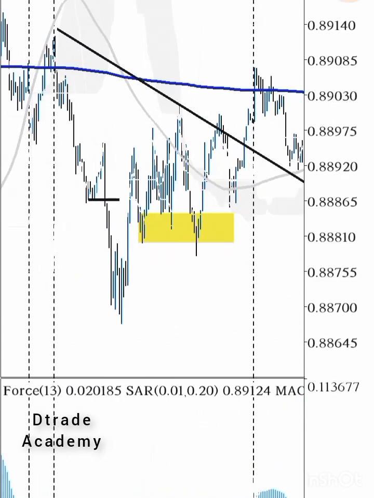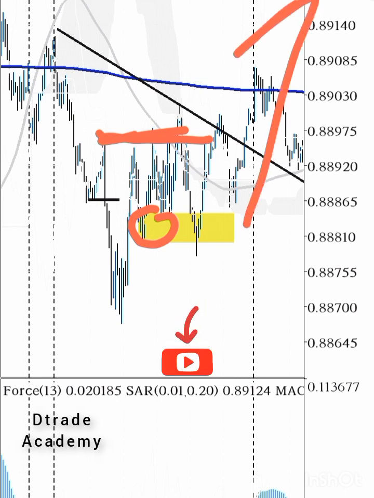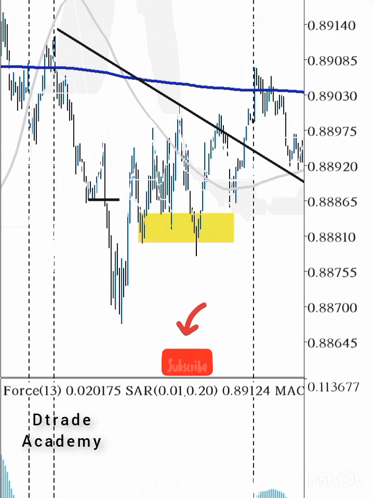So what I want us to understand is the last leg that led to the break of this supply zone. From that last leg, that should be your focus, where to look for buying opportunities in this market.